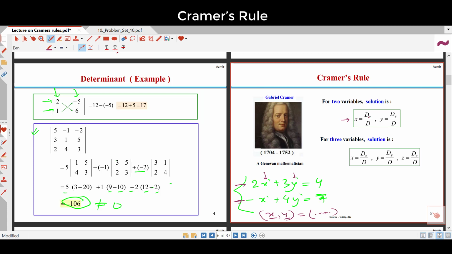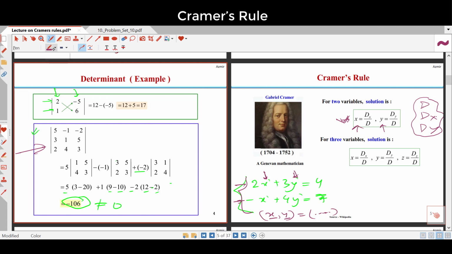x equals d sub x divided by d, y equals d sub y divided by d. We will try to discuss what is d, dx and dy later on, but for now note down that if we have two equations with two variables x and y, then x and y can be found by this: x equals dx divided by d, y equals dy divided by d. So here first of all I need to note down that all these d sub x and d sub y are actually determinants. You know how to find the determinant, so these are determinants.